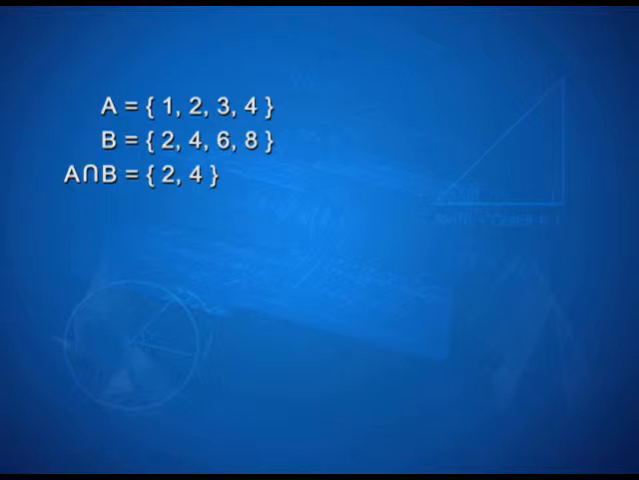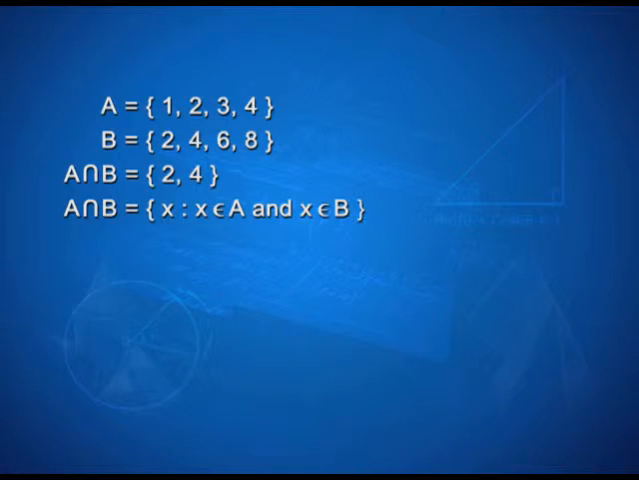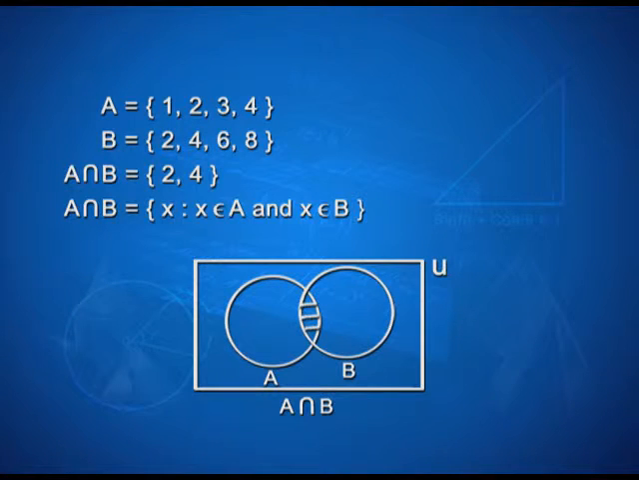Mathematically, we write it as A intersection B is the set of elements x such that x belongs to A and x belongs to B. With the help of a Venn diagram, it can be represented like this. Here, the shaded portion will represent A intersection B. Now, let us discuss some properties of intersection of sets.